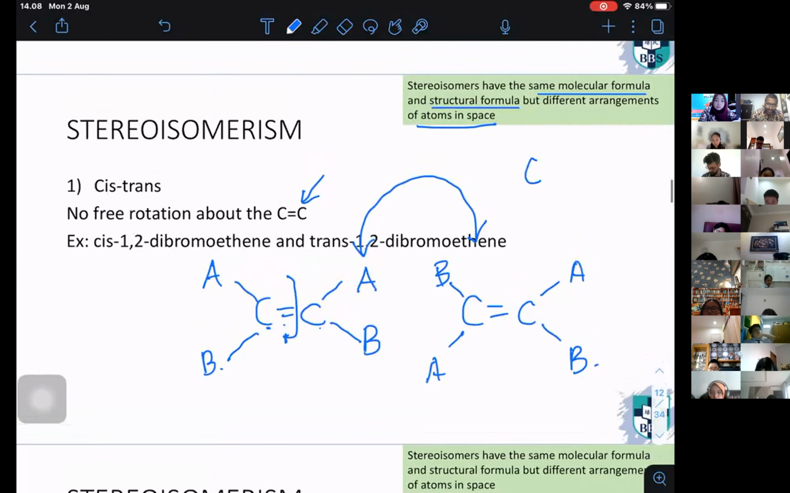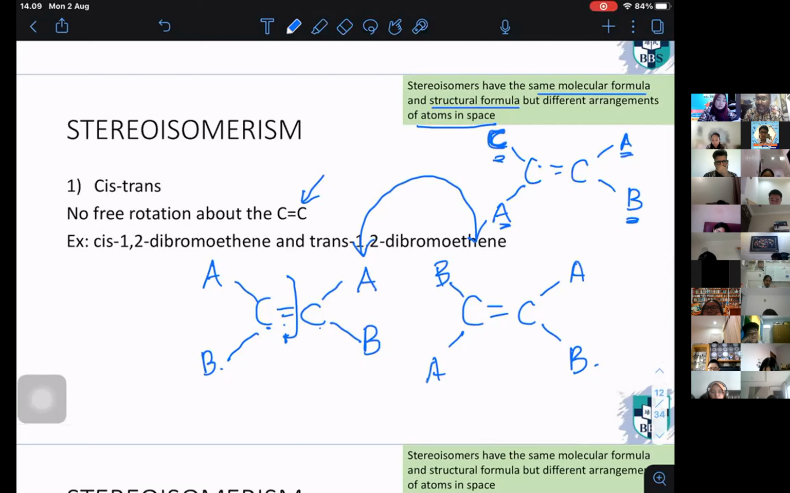And there is another possibility. Is this considered as cis and trans, even though they are not in your syllabus? Please remember, since they have 2 different groups, they are considered having cis and trans. This one, just put it as alphabet C, not the same. So they are considered having cis and trans.